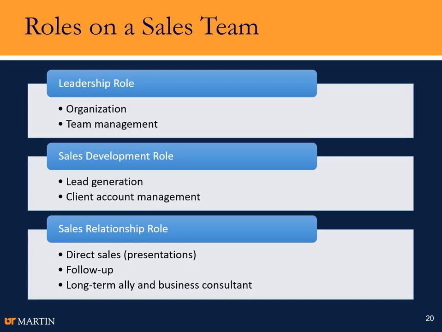We'll talk about an example in a few minutes, but the sales relationship role is going to be the person who goes out, or the people who go out and do direct sales. So presentations, sales interviews, sales calls. A lot of times they'll be the ones that reach out afterwards to see how the client is doing, but the long-term piece may fall to a new salesperson. We obviously know that salespeople don't stay with the company forever, so sometimes the long-term ally and consultant for the business will fall to other people. But these are the main classes or main roles, and different people will fill different ones.